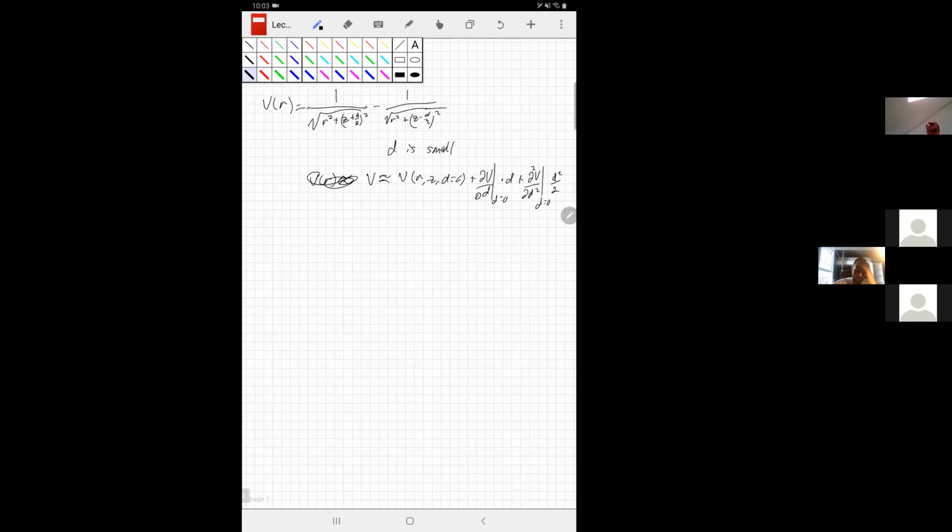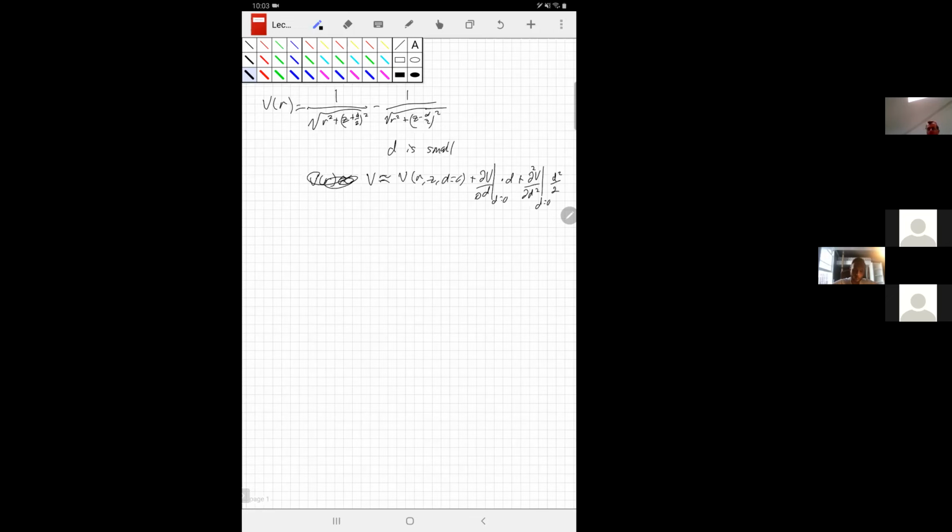Yes, Professor. So when we do the Taylor expansion of this with respect to D at D equals 0, we don't plug in 0 for R or Z. It's just D equals 0, correct? Correct. R and Z are whatever they are.